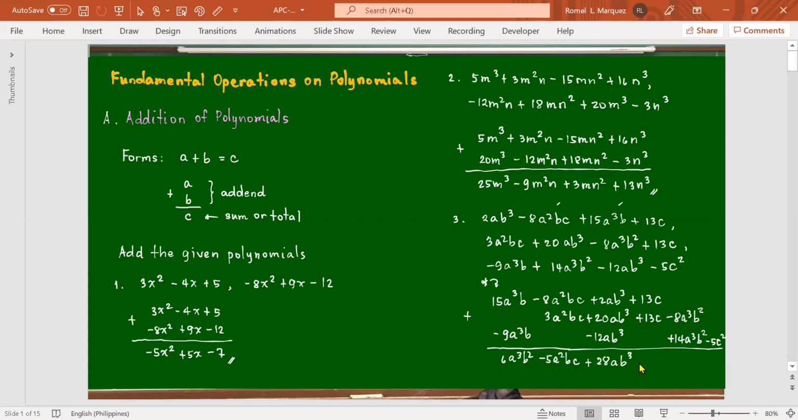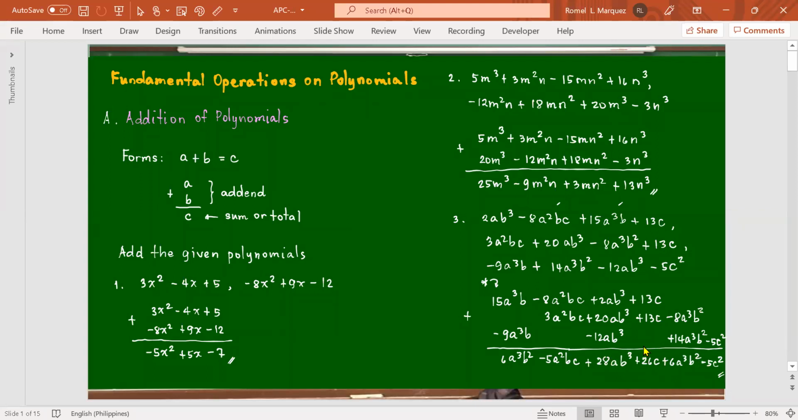Then ab cubed, plus 26c, and then plus 6a cubed b squared minus 5c squared. Let me rewrite again: plus 26c plus 6a cubed b squared minus 5c squared. Am I correct, guys? Sir, dun po sa ab cubed po, 2ab cubed lang po yan, hindi 20 po.